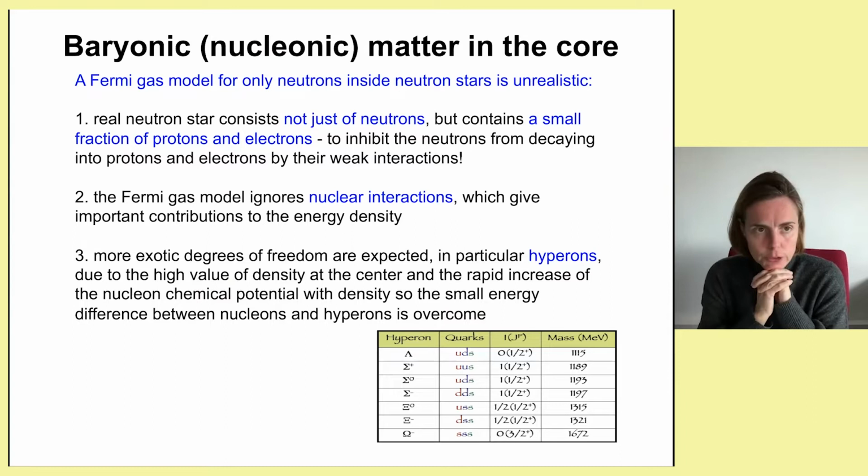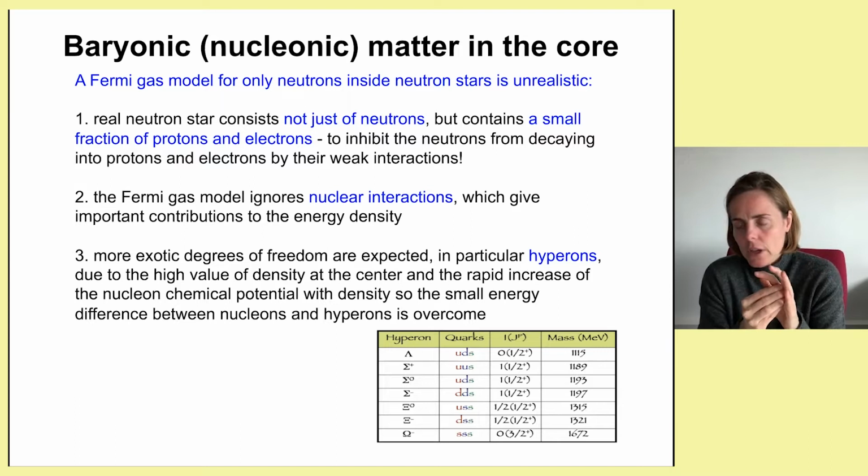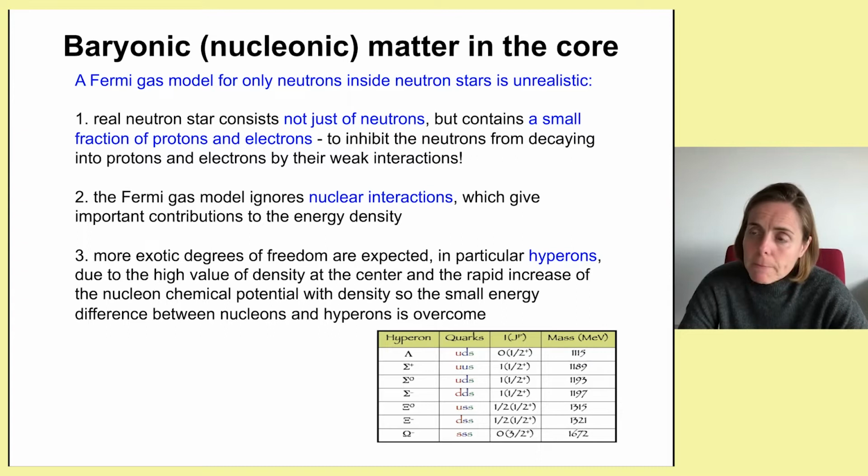So the first thing that you might think whenever you do these calculations is, okay, do I have a boson or do I have fermions, okay? This is how you start thinking. Let's assume I have fermions, okay? So the first thing you might think of is having a Fermi gas, okay? And actually, this is unrealistic in neutron stars for some reasons.